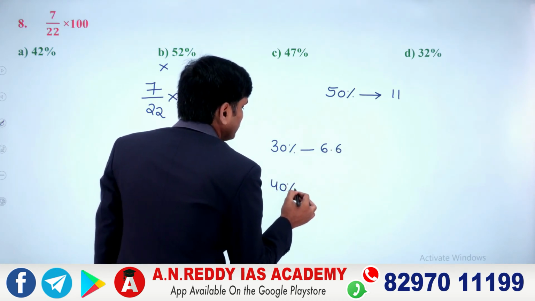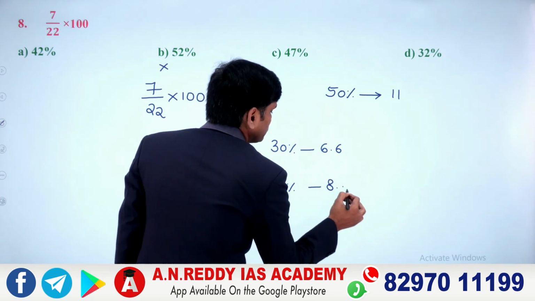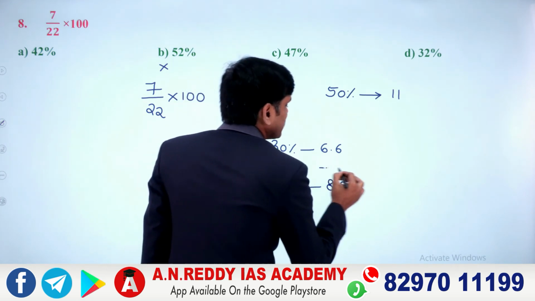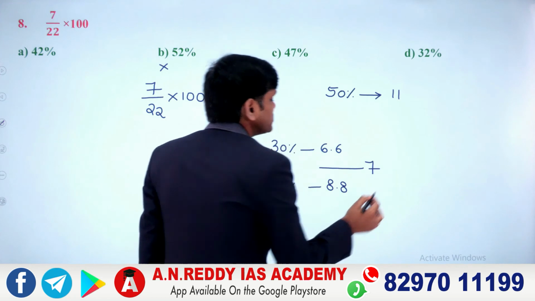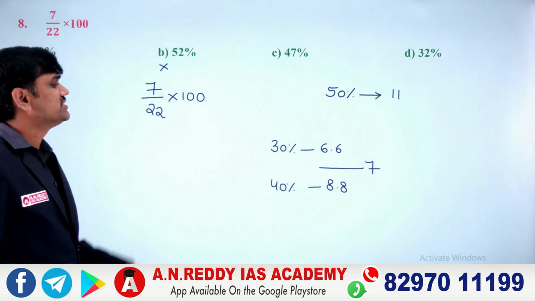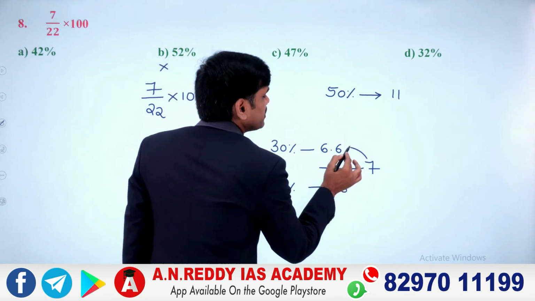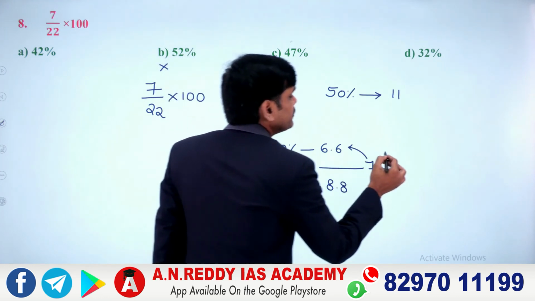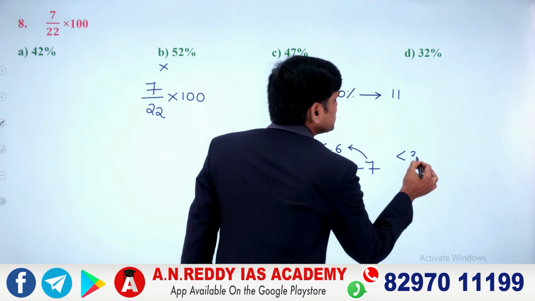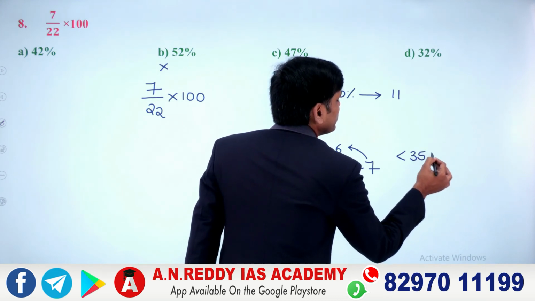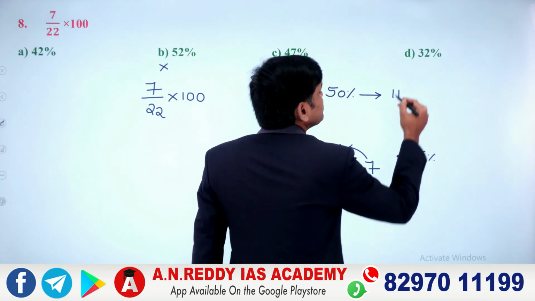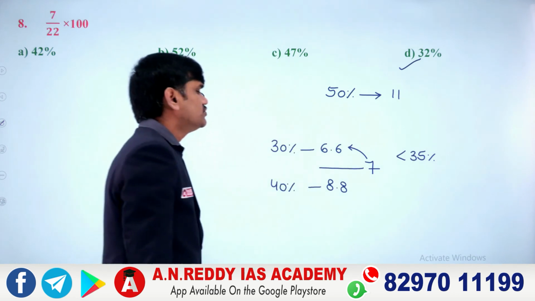40% it will be 8.8. What is your target? 7. What is your target? 7. That 7 is more nearer to 30% or 40%? This is more nearer to 30%. Hence I can confidently say that my answer is less than 35%. Hence my answer has to be 32.